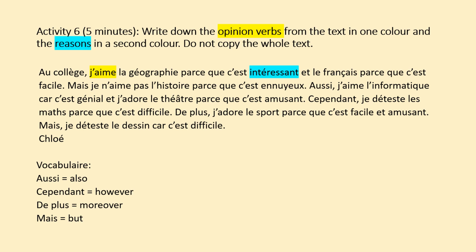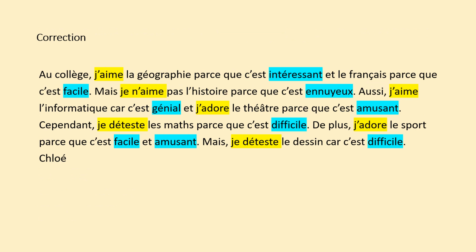Activity 4 should take about 5 minutes. All I want you to do is write down the opinion verbs in one colour from the text below. So here I've done j'aime in yellow and the reasons in a second colour. So I've used blue for reasons, and the first one I could find was intéressant. So I've just written down one column in yellow and one in blue, one for opinion verbs, one for reasons. So do that now, it should take 5 minutes. Pause to do that and press play to continue. And here are the answers, the opinion verbs in yellow and the reasons in blue. So pause to check your answers now.